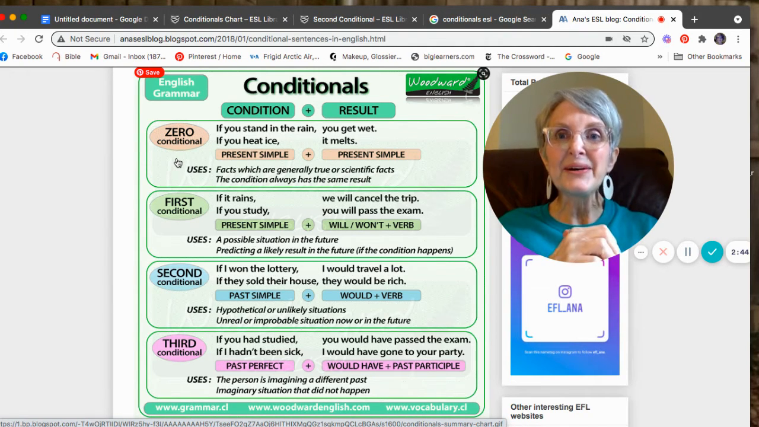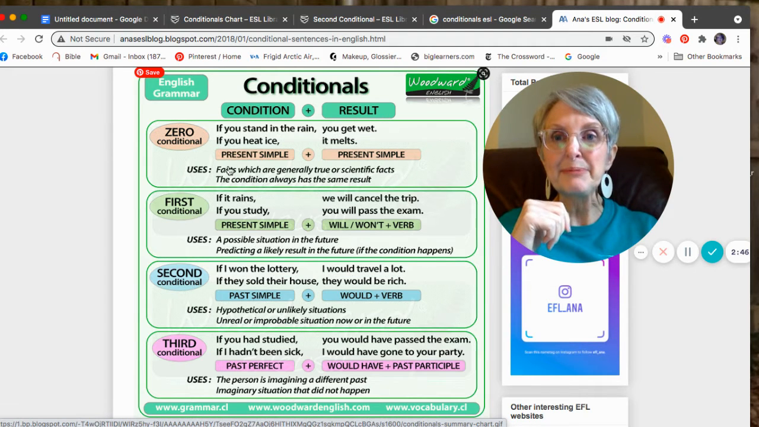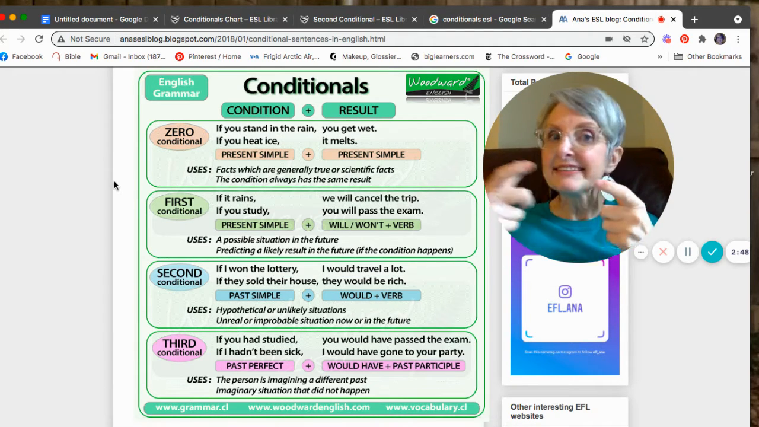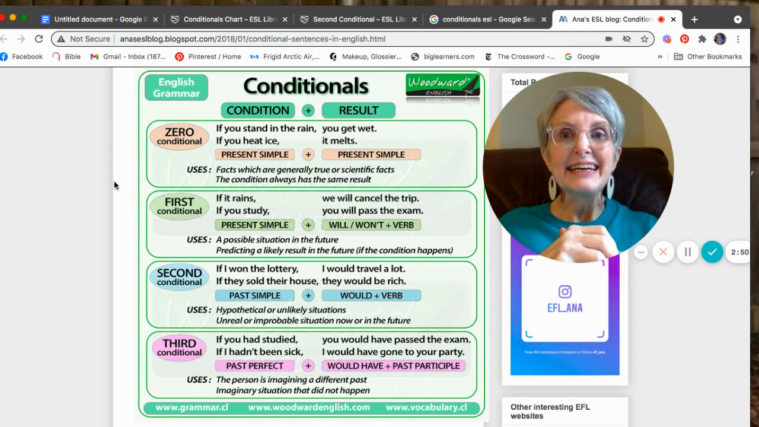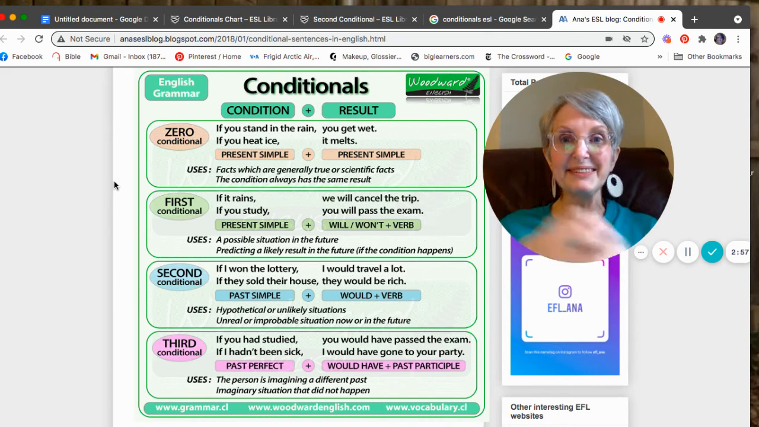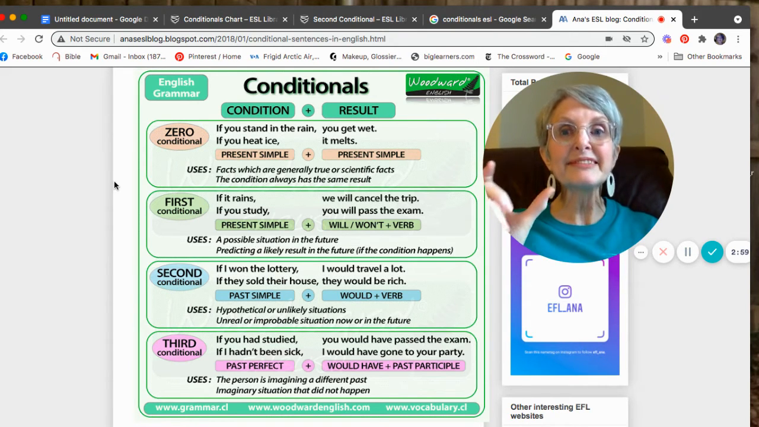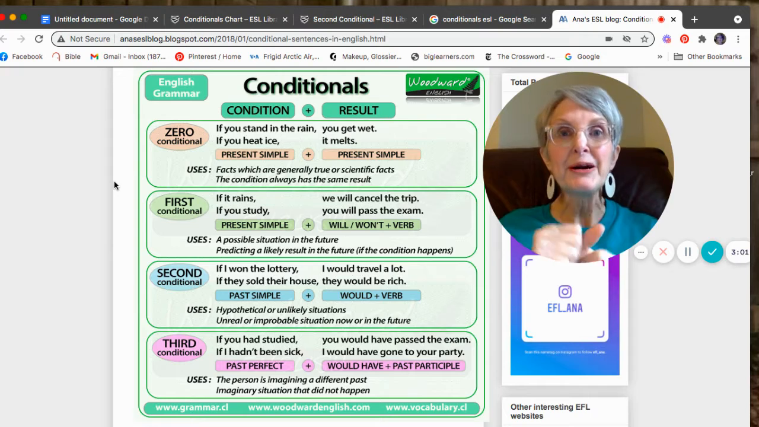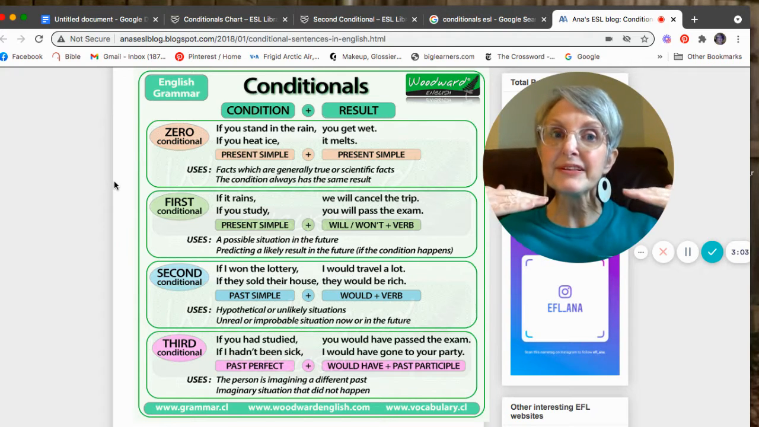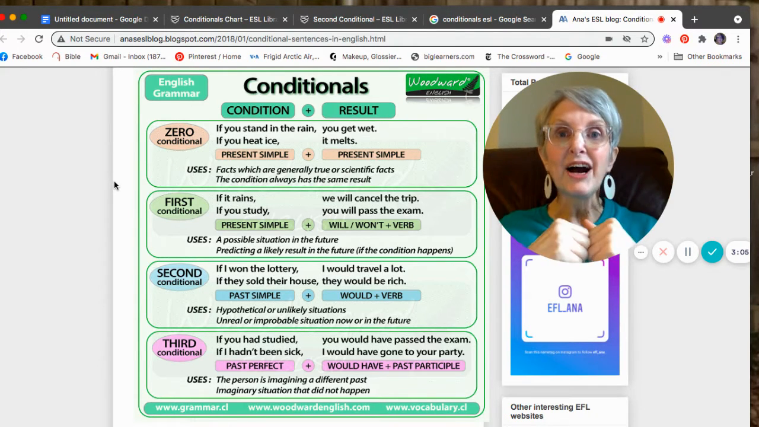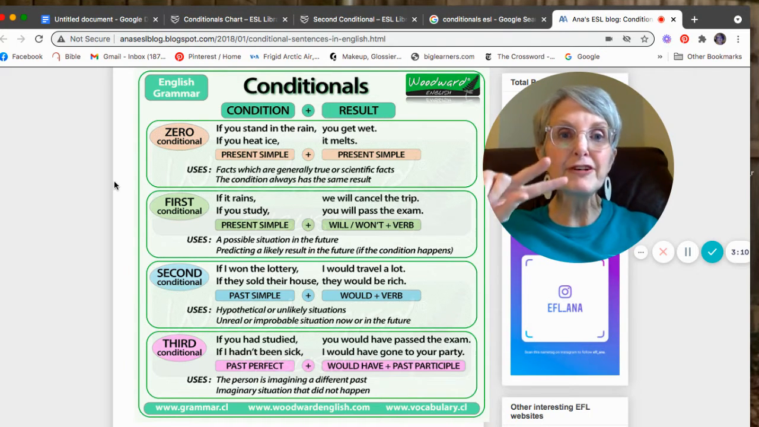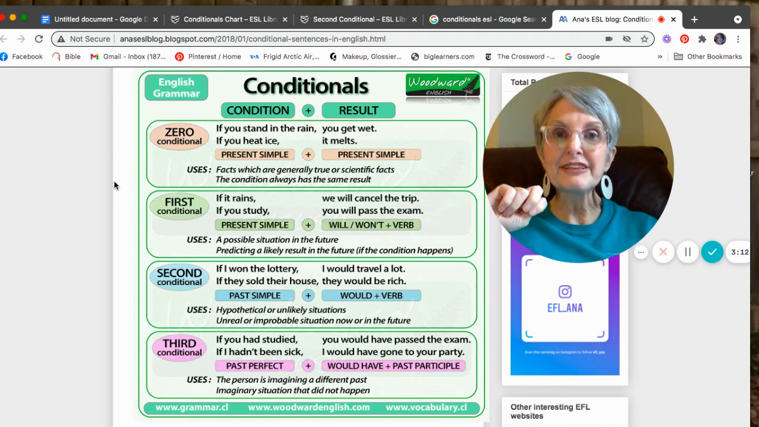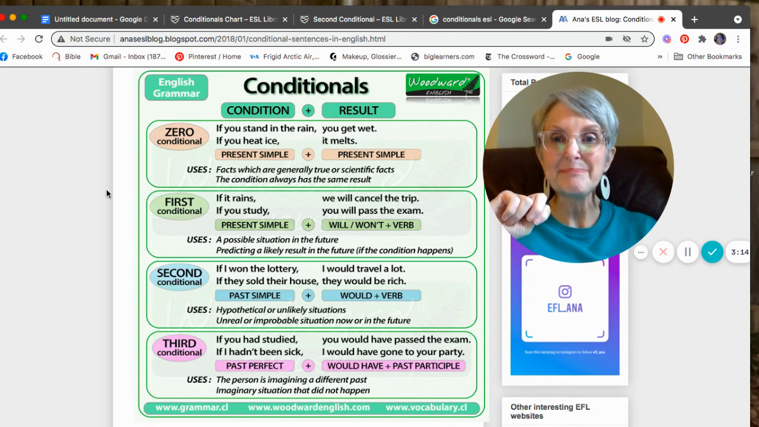All right, so also here's their second example up here. Let's say you have some ice, right? If you heat ice, it melts. It always happens, right? So that's what they use zero conditional for. In that case, both of those clauses are in present tense. So those are the first two types of conditional sentences.